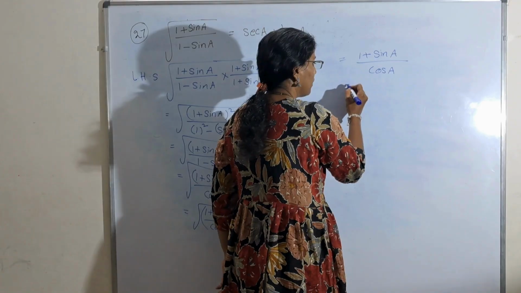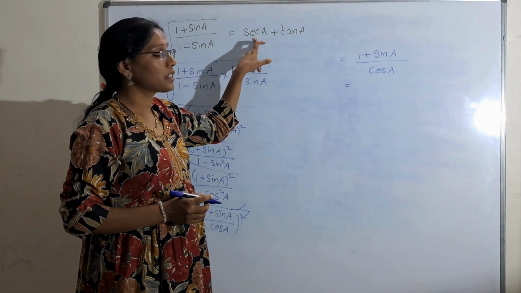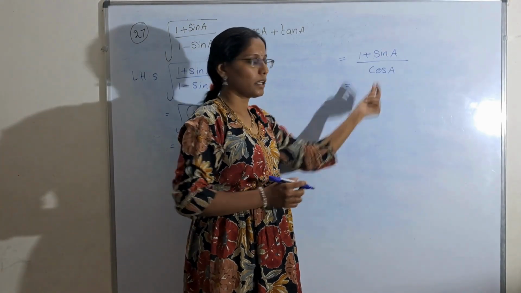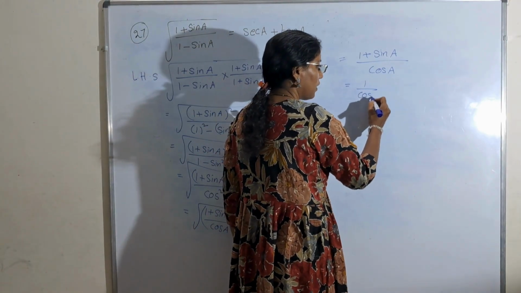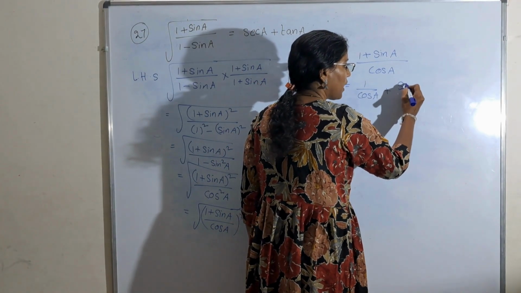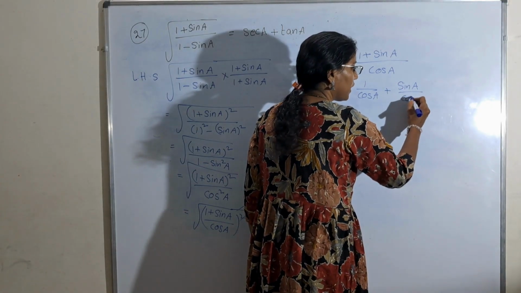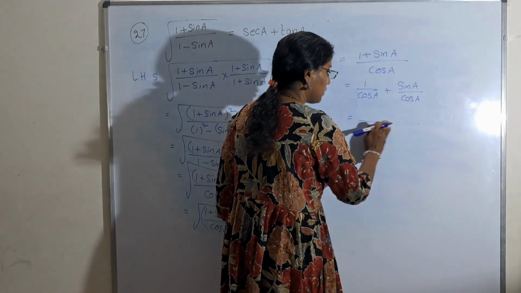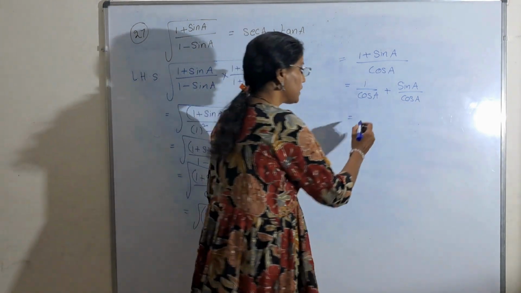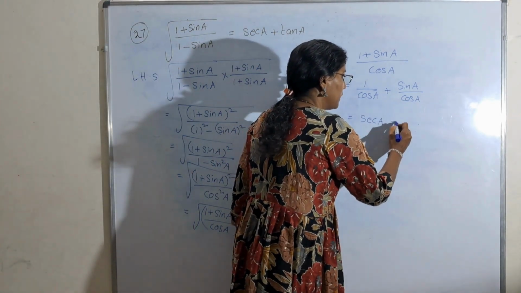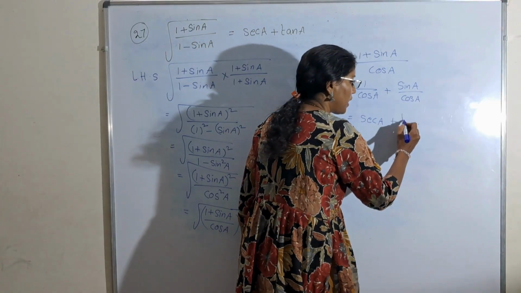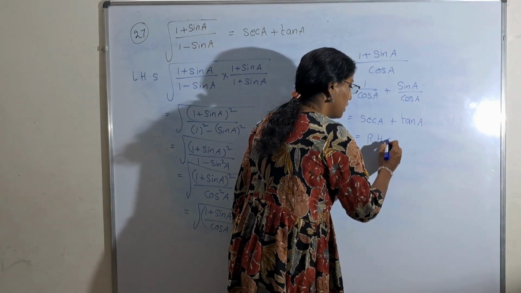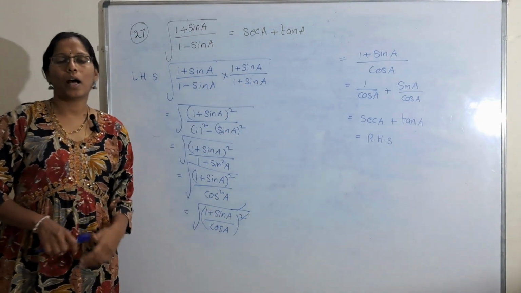RHS value is in terms of sec and tan. So we write cos A one time here and one time here: 1 by cos A plus sin A by cos A. If you take the LCM, the same thing will come. 1 by cos A is sec A, plus sin A by cos A is tan A. This is our RHS. Therefore, LHS is equal to RHS.